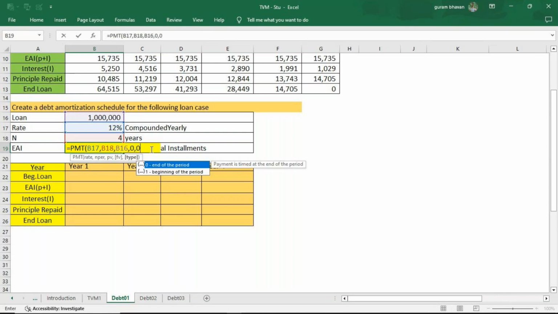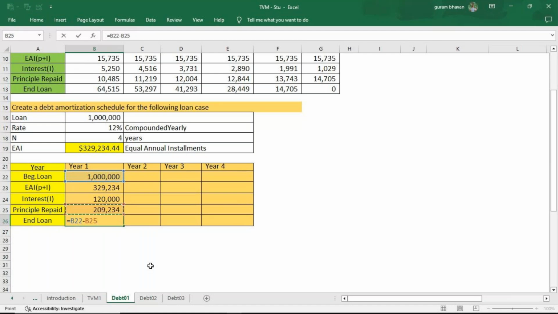so I'm going to pay 3,29,000, but here it is showing in negative. In order to make the value positive, I'll put a minus in the beginning of PMT. So now my value is taken. Beginning loan amount equals 10 lakh, EAI equals the EAI amount, then interest equals 10 lakh into 12%. Principal repaid equals EAI minus interest amount. So this will be my principal repaid. End loan will be 10 lakh minus 2 lakh 9,000.